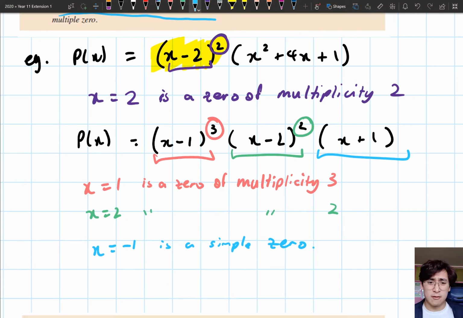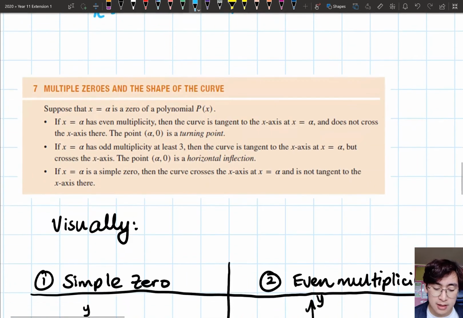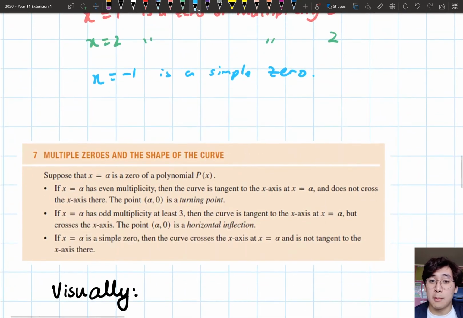That's what multiplicity is. I've gone through it a little quickly because you don't need to get your head too confused about this. It's just the power of that factorized zero, and that power tells me what the multiplicity is. The reason this is important when we're graphing polynomials is that the multiplicity tells us what the shape of the polynomial will look like at that zero.